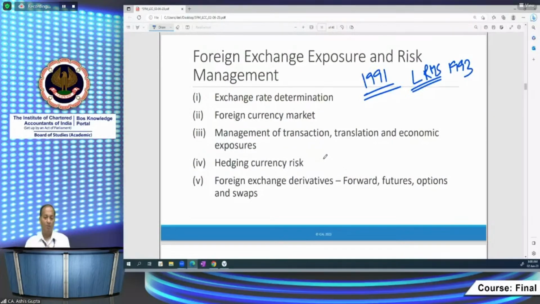But what problem happens with foreign exchange? It is volatile. Before 1993 in India, the foreign exchange rates were predefined; they were normally defined by the RBI, and all transactions used to take place at that rate. After 1993, all the rates are now market driven.